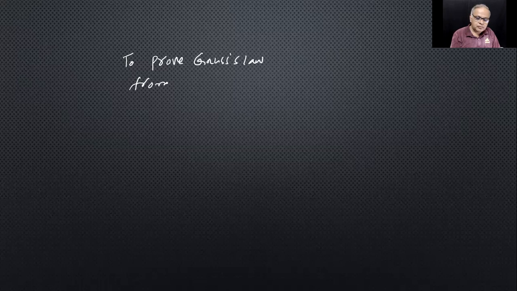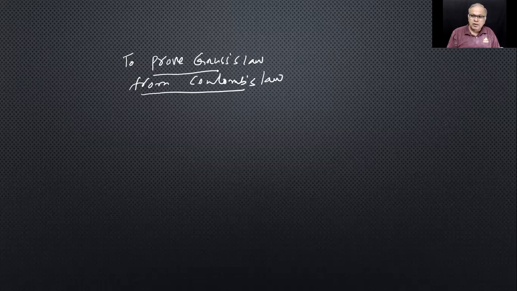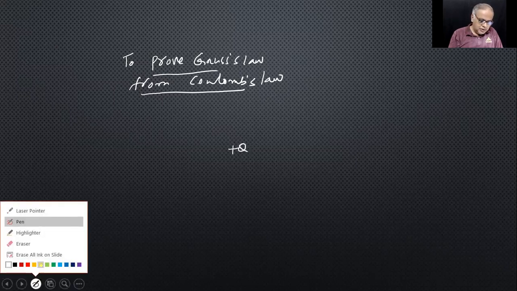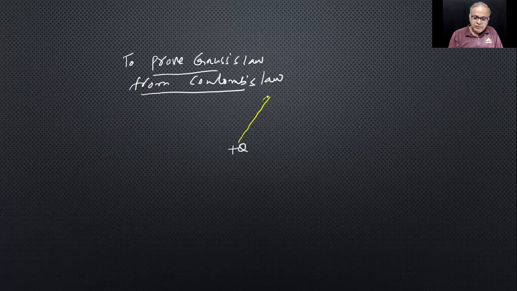from Coulomb's law. After I finished it, you just tell me, you should raise questions. Say we have a point charge like this. Around it, there will be a field which has got some radial symmetry like this.